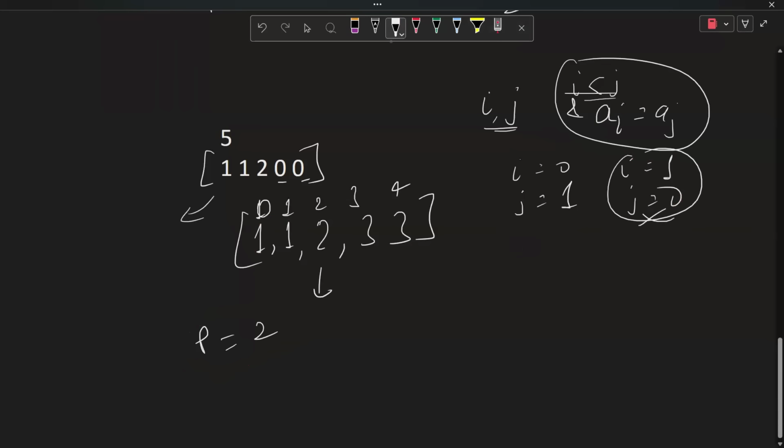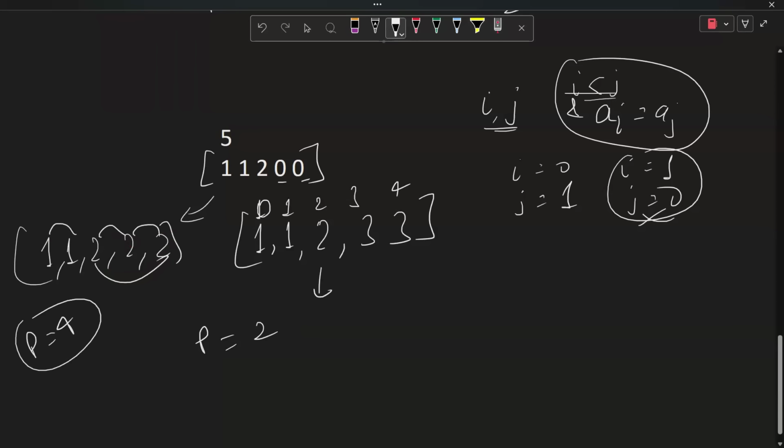Let's suppose I replace both the zeros by 2 and 2. Now, what would my value of p be? This is one pair, this is one pair, this is another pair, and this is another pair. You can see here 1, 2, 3, and 4. There are 4 pairs of indices which have equal values. So here my value of p would be 4. Now, can we increase it further?